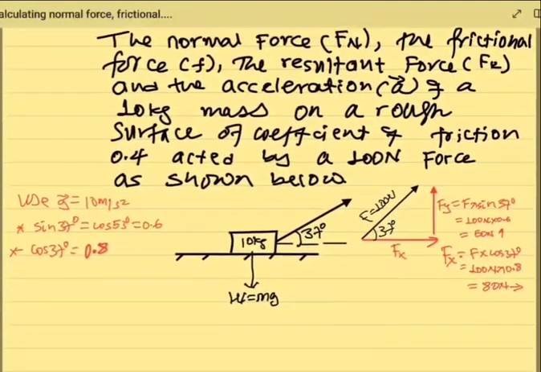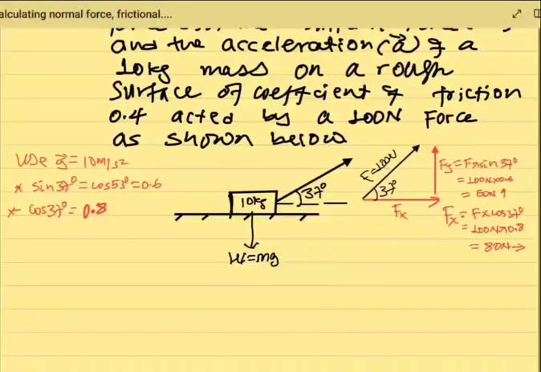Here is the case. There is a rectangular mass here. This is the mass, it is 10 kg. It is on a rough surface, meaning the surface of the mass and the surface that supports the mass is rough, and the coefficient of friction is given as 0.4. This mass is acted on by a force F of 100 Newton, which has both an x component and a y component.